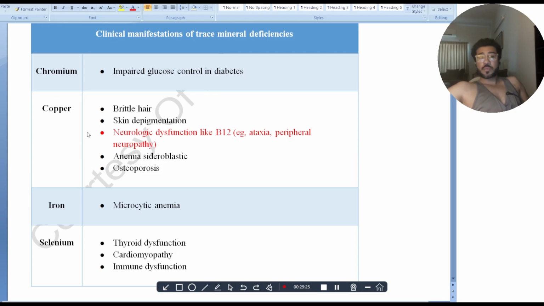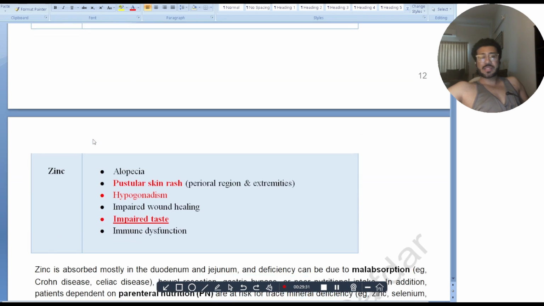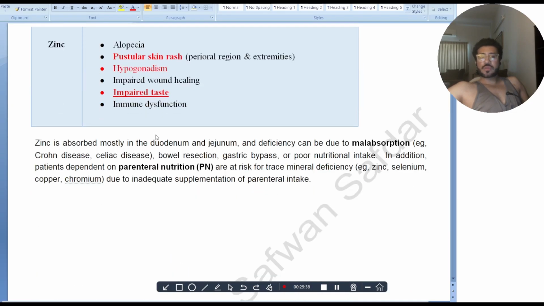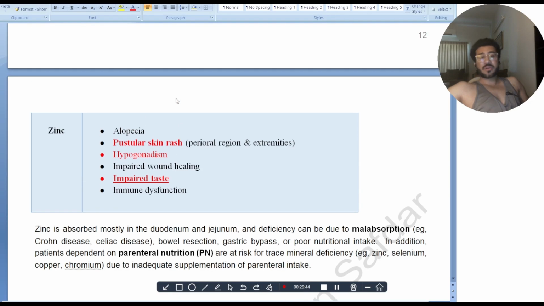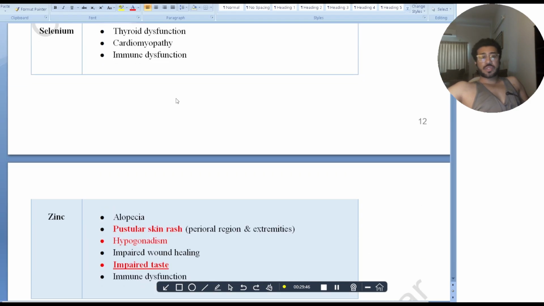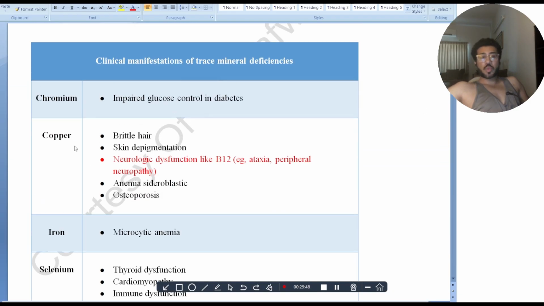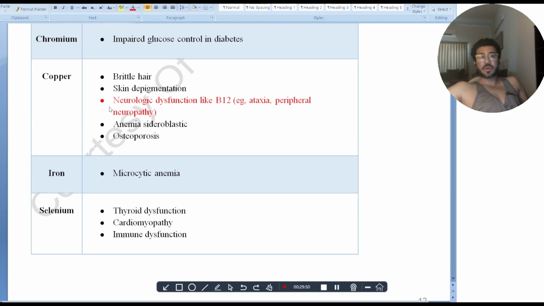So the two important ones: copper, where you get subacute combined degeneration along with sideroblastic anemia, and zinc, where you get sexual dysfunction, a rash, and impaired taste. So they've also written here that malabsorption and parenteral nutrition are the two most high yield causes of trace mineral deficiency. So these are the two important ones, copper and zinc, that you need to remember.